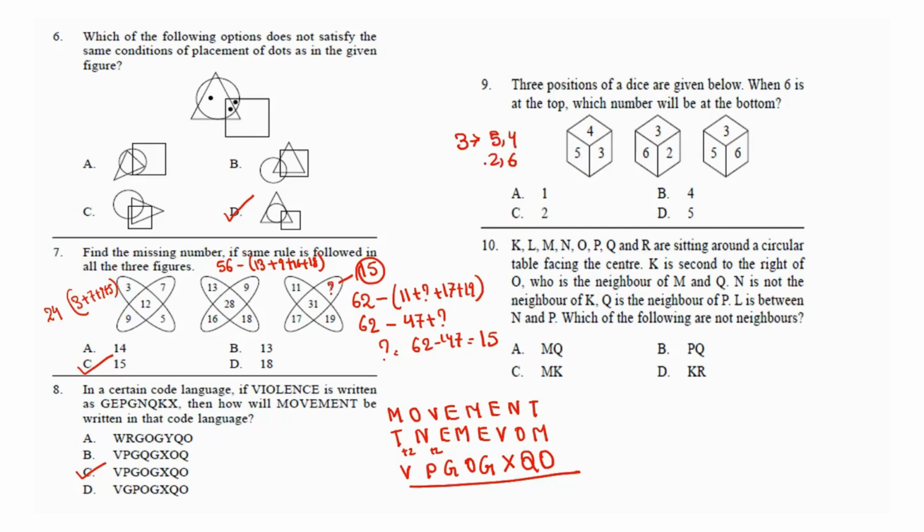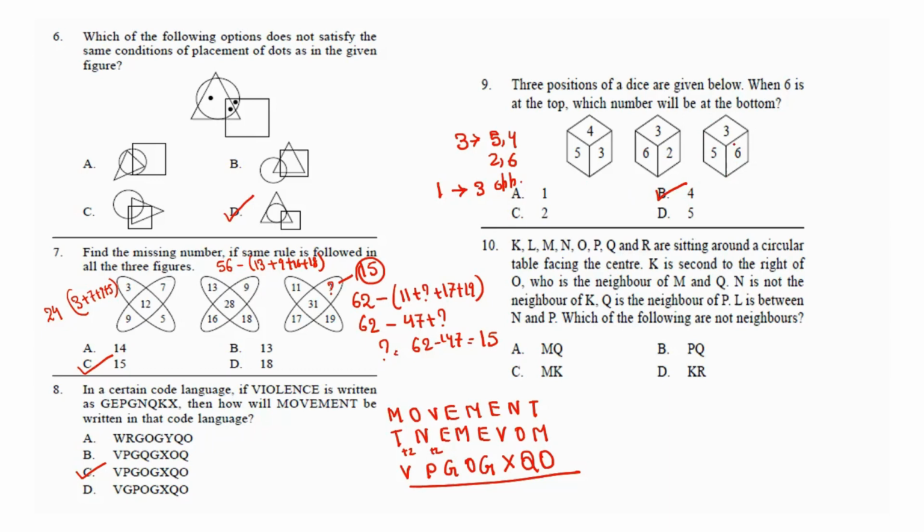So what we can say that 2 and 6 are adjacent and 5 and 6 are also adjacent. So that means what? 1 and 3 are opposite, correct? So which one is left? The only thing that is left is 4, right? So 4 is our correct answer. So if 6 is at the top, then 4 will be at the bottom, right?